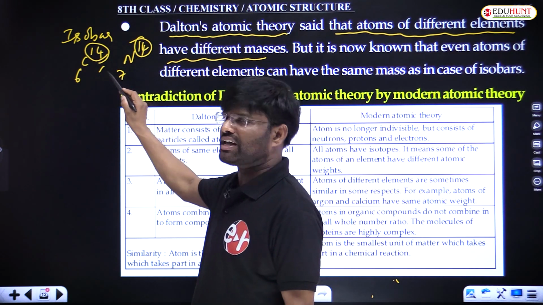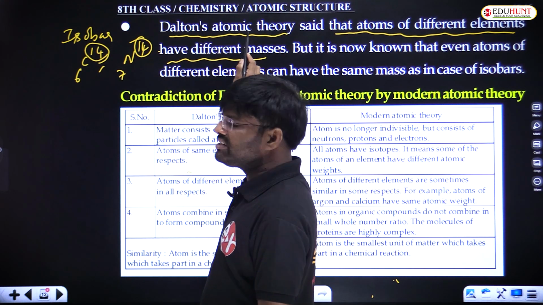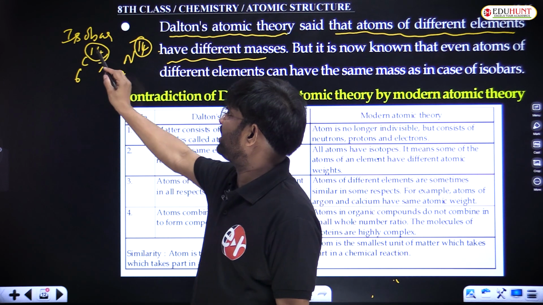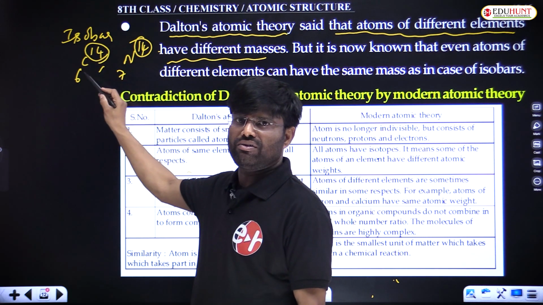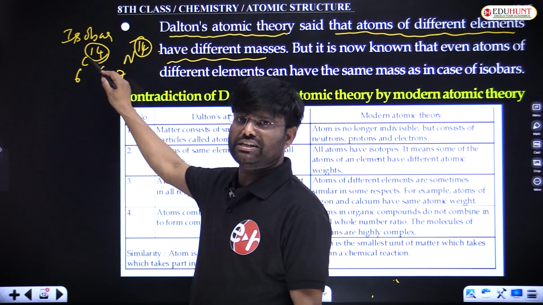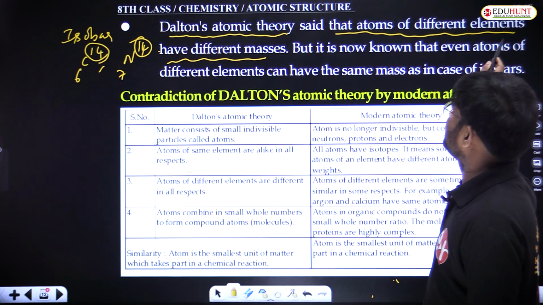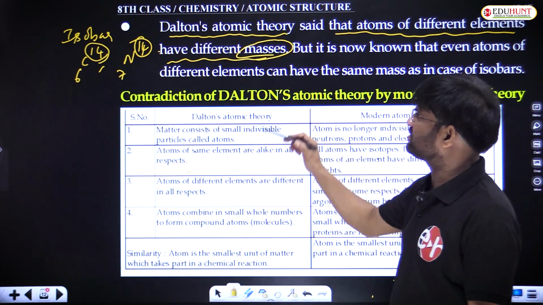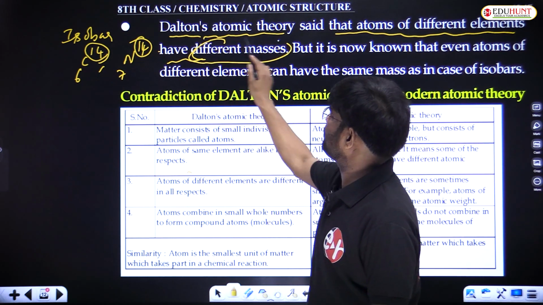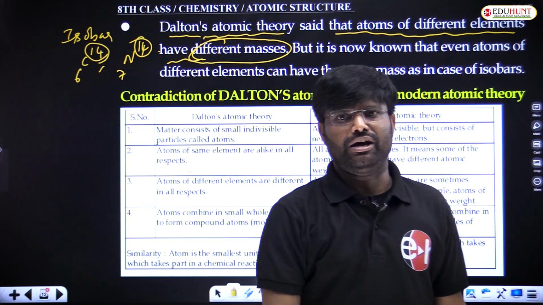Atoms of different elements have the same mass number, but Dalton's theory is not applicable for the isobar case because here atoms of different elements have different atomic numbers and the same mass number. So this is about the drawbacks of Dalton's atomic theory.